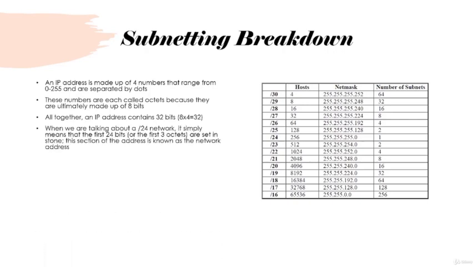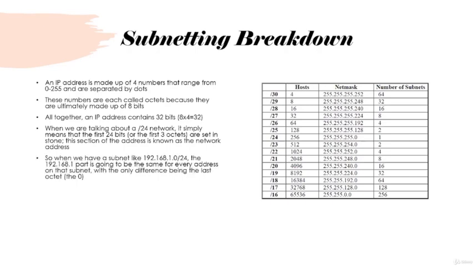Now, when we're talking about a /24 network, it simply means that the first 24 bits, or the first 3 octets, or the first 3 numbers are set in stone. Those numbers are not going to change. This is known as the network address. So when we have a subnet like 192.168.1.0/24, the 192.168.1 part is going to be the same for every single address on that subnet, with the only difference being the last octet or the last number, which is the 0 that you see right there before the /24.